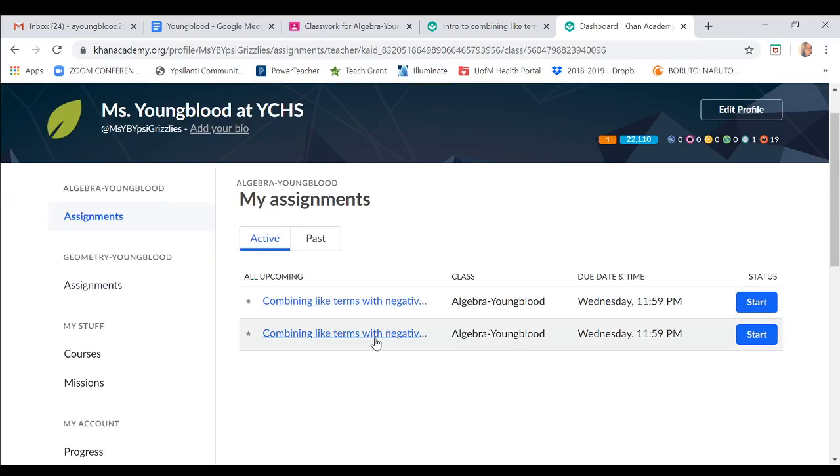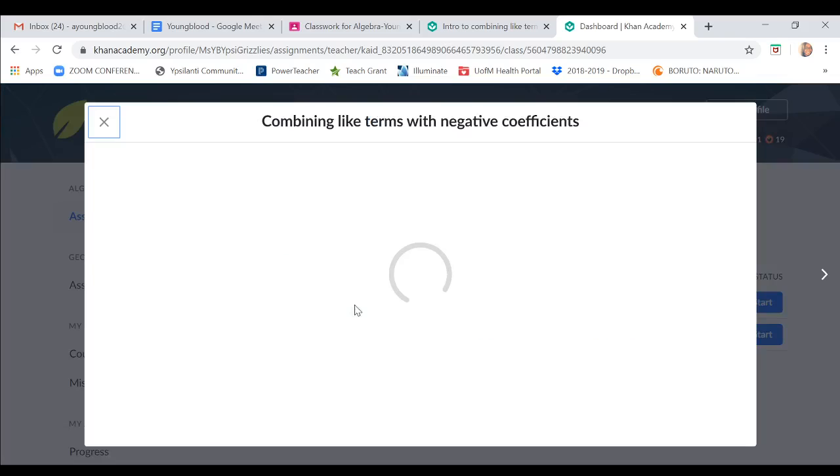And yeah, so the first assignment we're going to go through, oh, I'm sorry. You also want to make sure you look here for your assignment. So the class we have is Algebra Youngblood. Click on assignments and you'll see your assignments for your algebra class from me. So the first thing you want to go through is combining like terms with negative coefficients. That's the easier one.